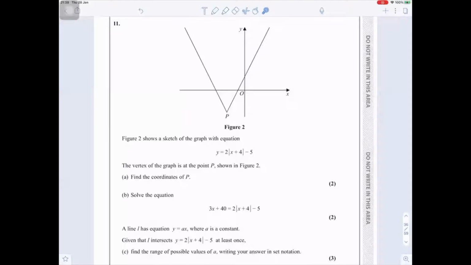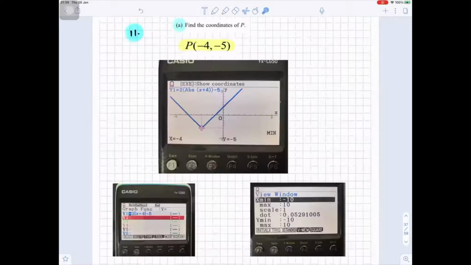Figure 2 shows a sketch of the graph with equation y equals 2 absolute value of x plus 4 minus 5. The vertex of the graph is at the point P shown in figure 2. Find the coordinates of P. And part B, solve the equation. So the coordinates of P are minus 4 and minus 5.